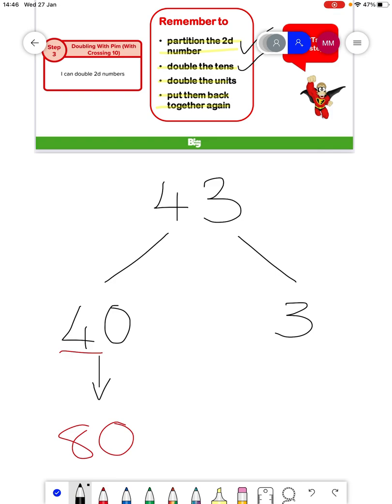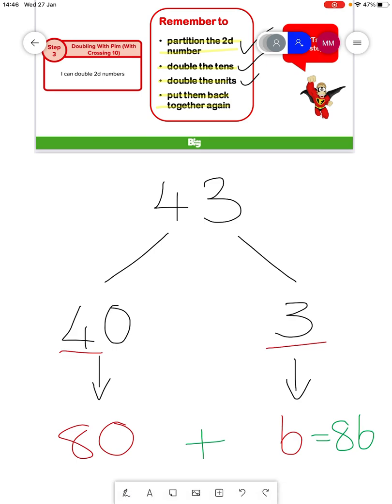Let's double the units this time, boys and girls. So double 3. 3 add 3 is 6. Last one then, boys and girls, is we have to put them back together again. 80 add 6, that is 86.